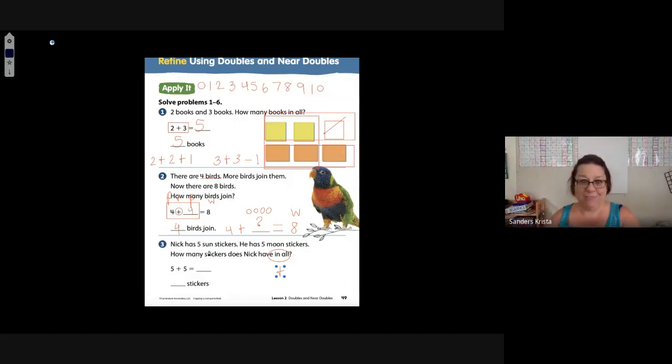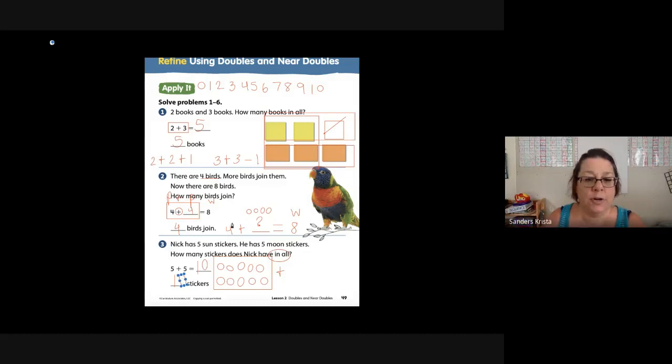Again, that's it. We have to draw our evidence, right? 1, 2, 3, 4, 5, and 5 more. 1, 2, 3, 4, 5, right? And if I put a box around it, and especially if they're lined up, I can see that that is a double. 5 and 5 more equals 10.